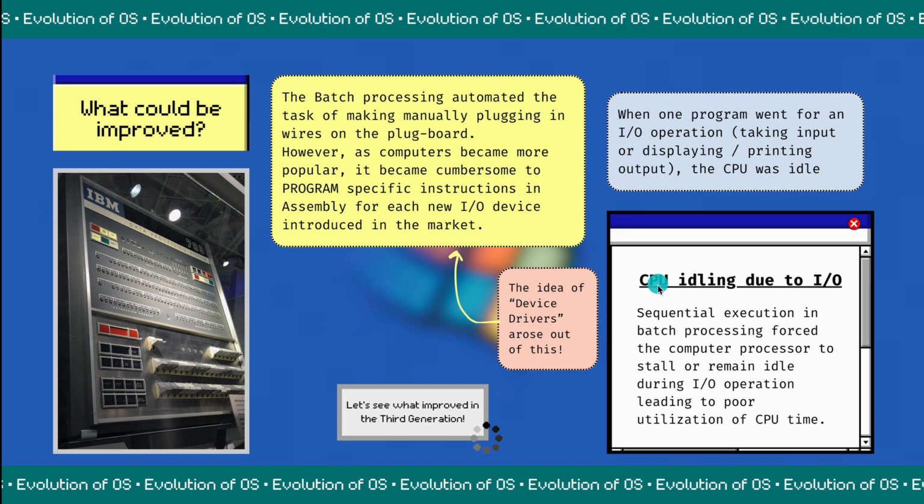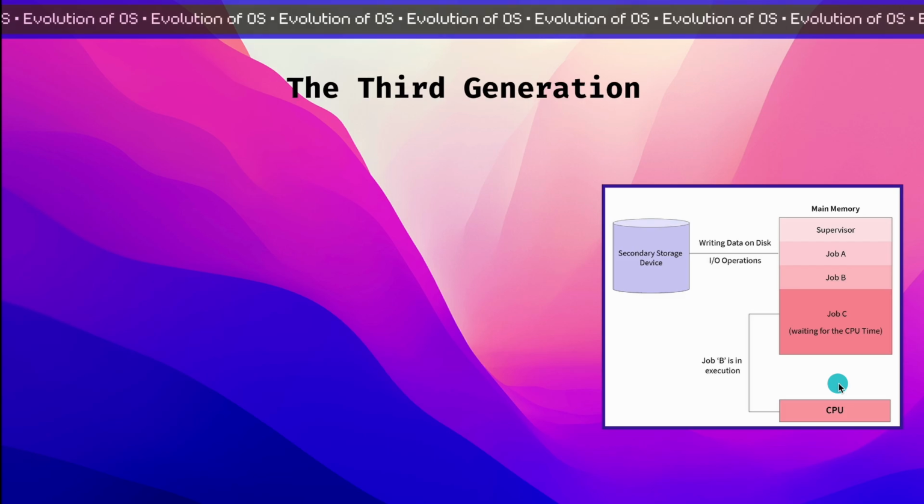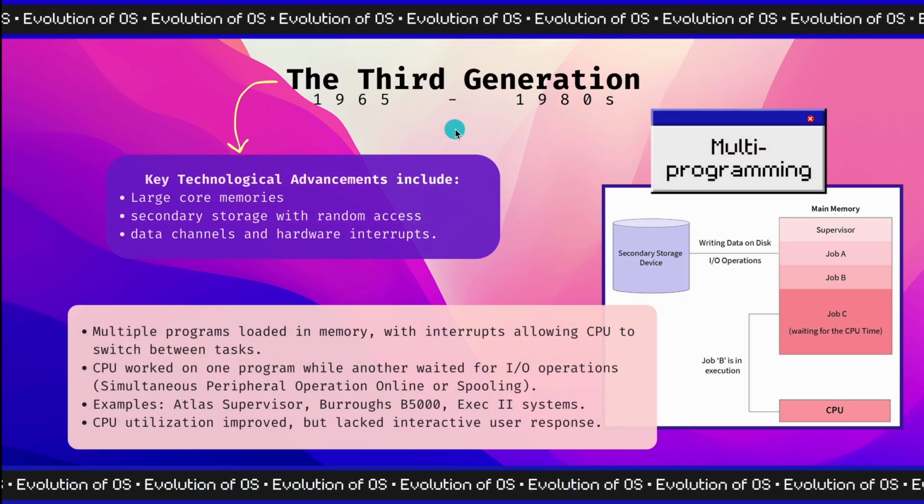Also, there was the issue of CPU idling. When one program went for an I/O operation, which is like taking input or displaying or printing output, the CPU remained idle, since it waited for the program to come back to execution. This was due to the fact that sequential execution in batch processing forced the computer processor to stall or remain idle during an I/O operation, which eventually led to poor utilization of CPU time. Of course, the CPU was sitting idle when it could have processed something else. We will get to that, and in fact, in the third generation of computers, this is what improved.